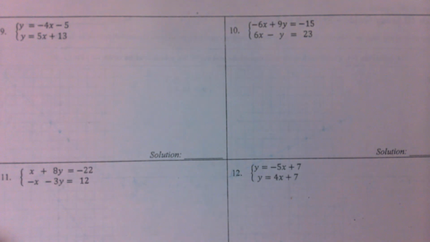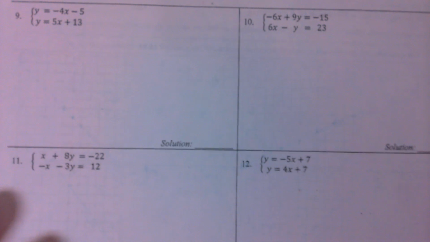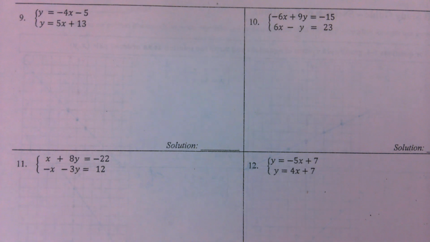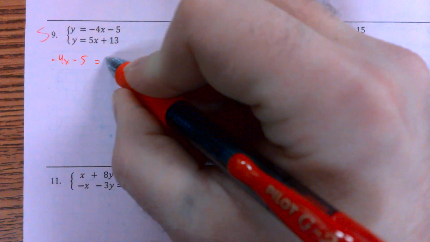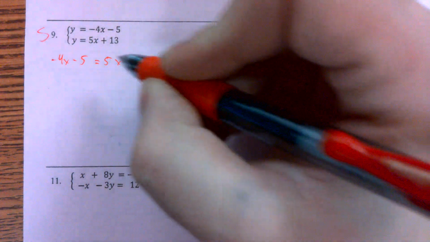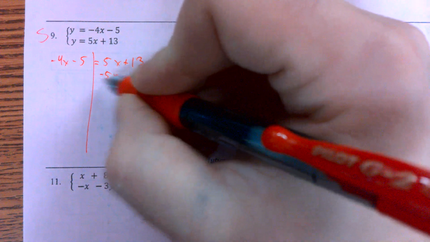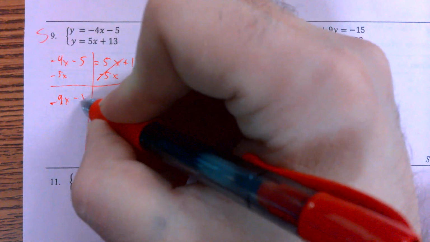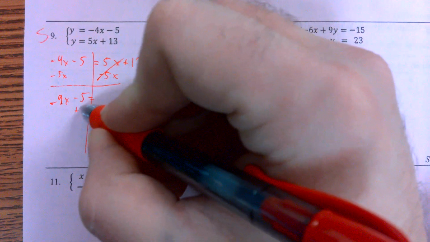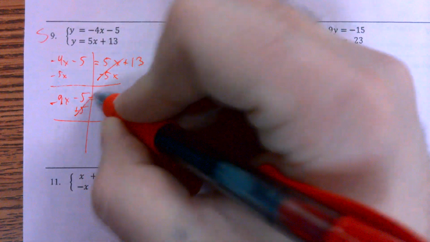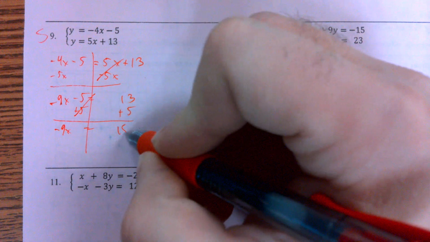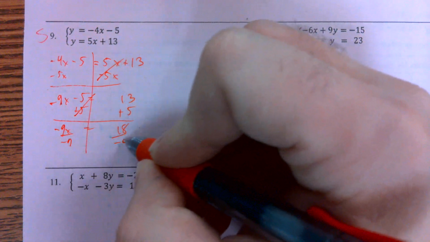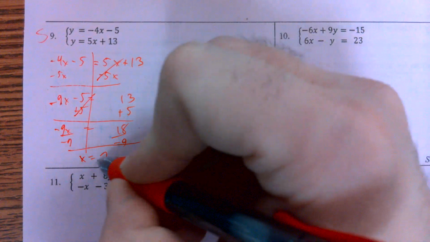All right, number 9, up on the top. I see y equals. I know I'm going to do substitution. So I'll take negative 4x minus 5 and set that equal to 5x plus 13. I'll bring the 5x over to the left, giving me negative 9x. I'll bring this minus 5 over to the right, giving me 18. And I'll divide by negative 9 to give me negative 2.